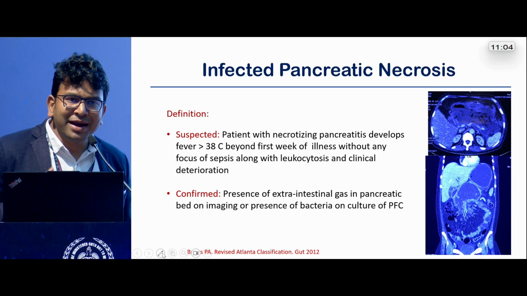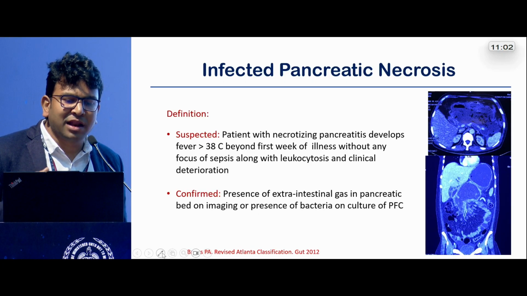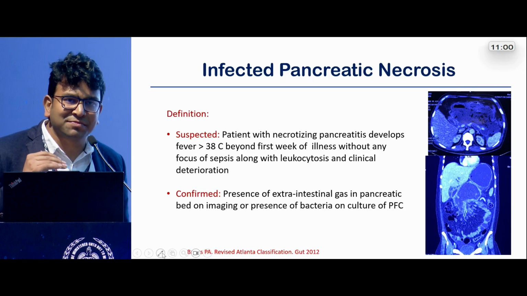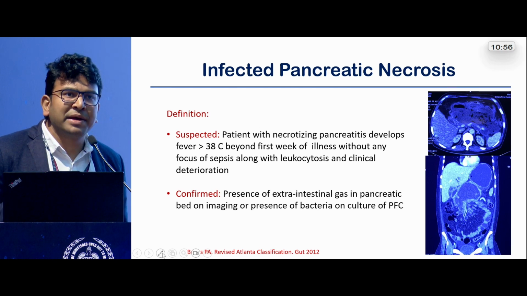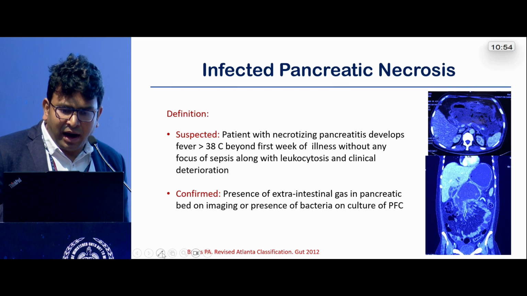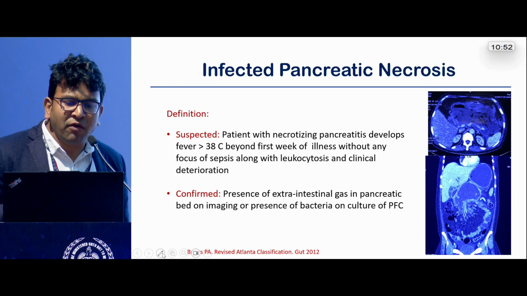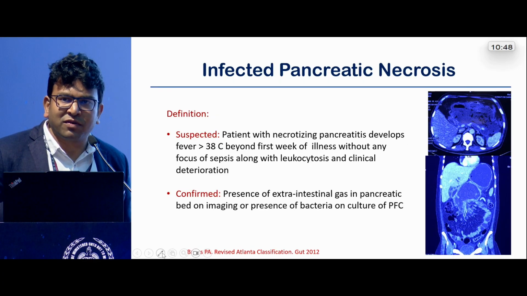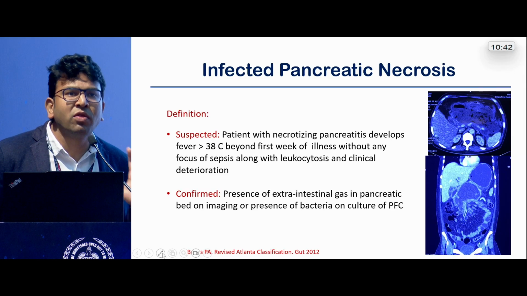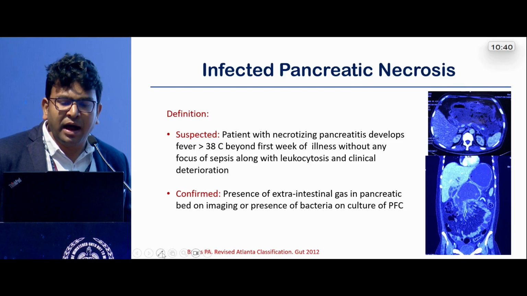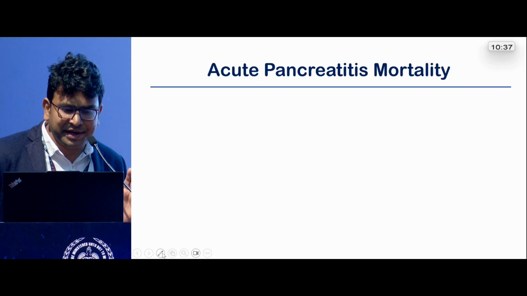So as you know, infected pancreatic necrosis is now defined on the basis of a suspicion in a patient with necrotizing collections, the patient developing high-grade fever and sepsis without any other focus of sepsis. And we usually don't aspirate to confirm it, and if you do a percutaneous drainage and get some organisms, that's a confirmation. But most of our decisions are on the basis of suspicion only, and that's when we treat.